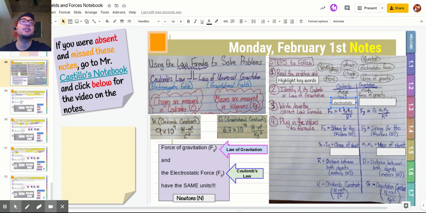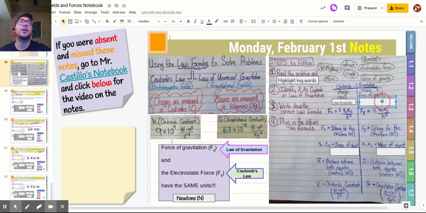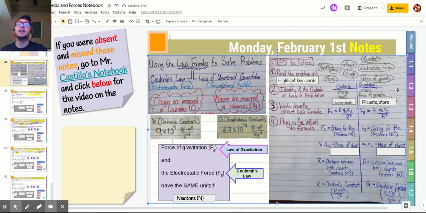For gravitation, it's a little bit simpler. If it talks about mass or the force of gravity, you're supposed to use the universal law of gravitation. If it talks about planets or stars, big, massive objects, or even people, things that are more macroscopic, you're going to use the law of gravitation. That's the second step.